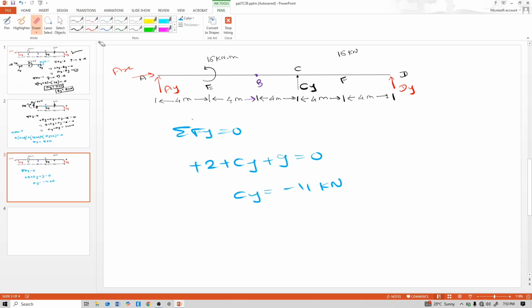See, consider this upward force also 16 kilonewton. See how mistakes happen in reaction and bending moment shear force calculation. And this 16 is minus because it is downward. So this Cy equal to 2 plus 9 minus 16. So minus 5, that means here it is plus 5 kilonewton.